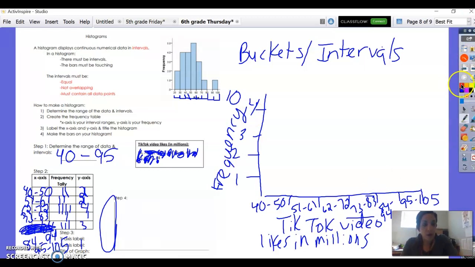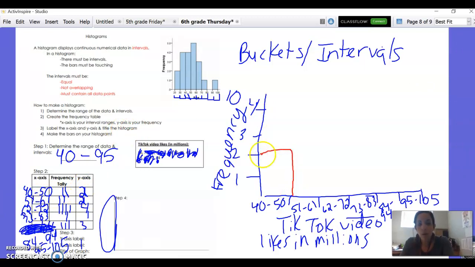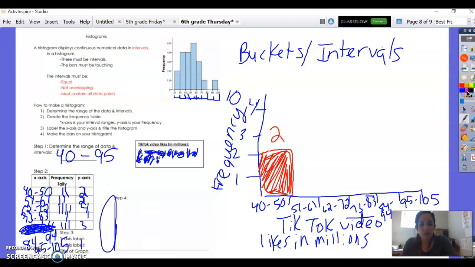So now I'm going to create my bars, and you can do this with colored pencils, or if you just want to use a normal regular pencil, that's totally fine too. I like to use different colors. So now I'm going to create my bars. So for 40 to 50, my frequency is the number 2. So I'm going to go up to the number 2, come over all the way up to my y-axis, snug against it, and color it in. And that represents 2. I'm going to change colors here. I'll change it to purple.